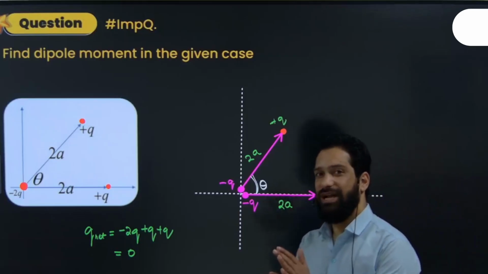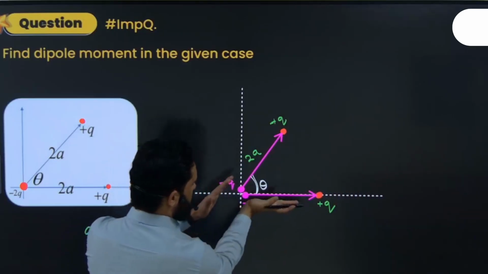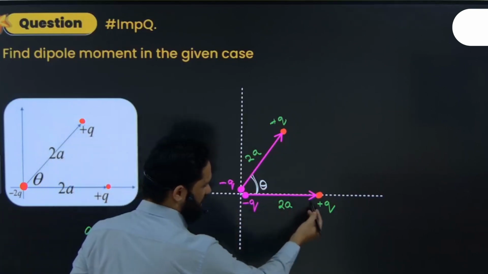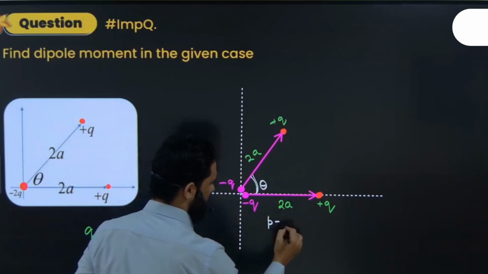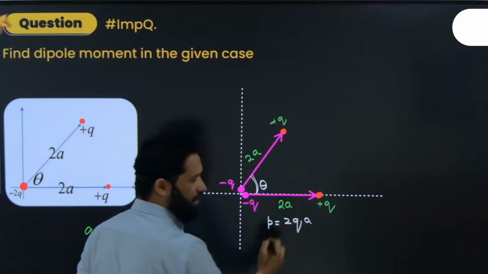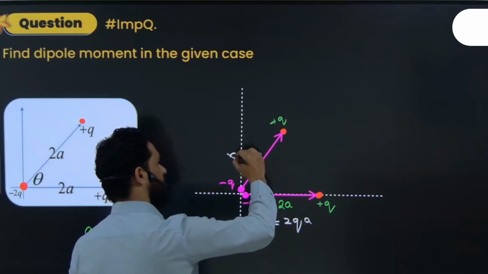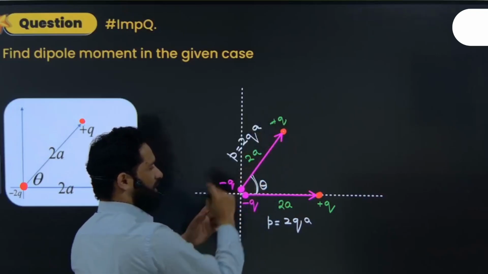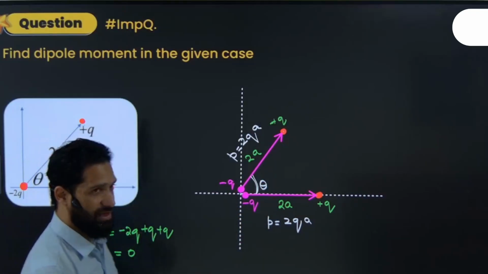So you can imagine there are two dipoles, this one and this one, aligned at angle theta. If I ask what is the dipole moment of this, you can say this is equal to 2qa. And what is the dipole moment of this one? You can also write 2qa, because one of the charges is q and the dipole length is 2a. It is given in the diagram.